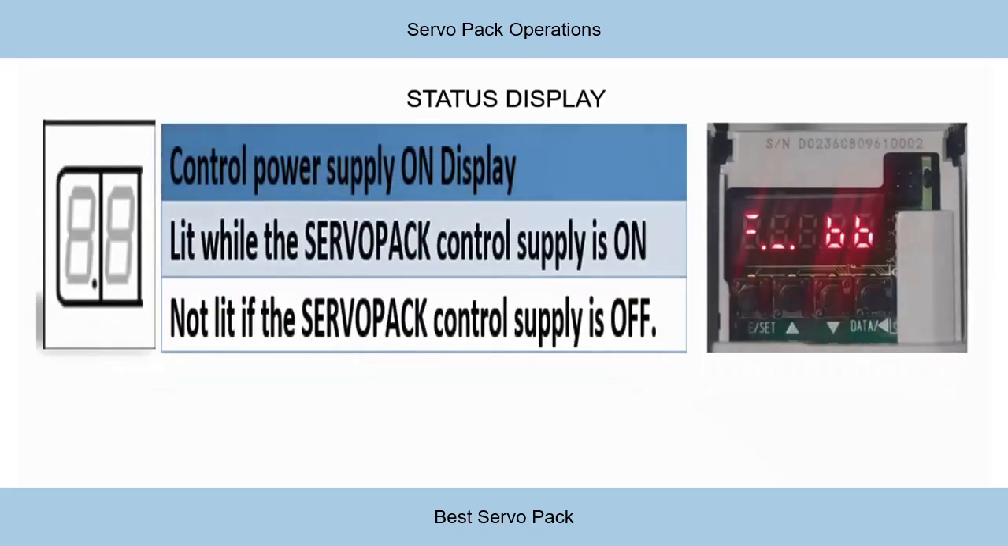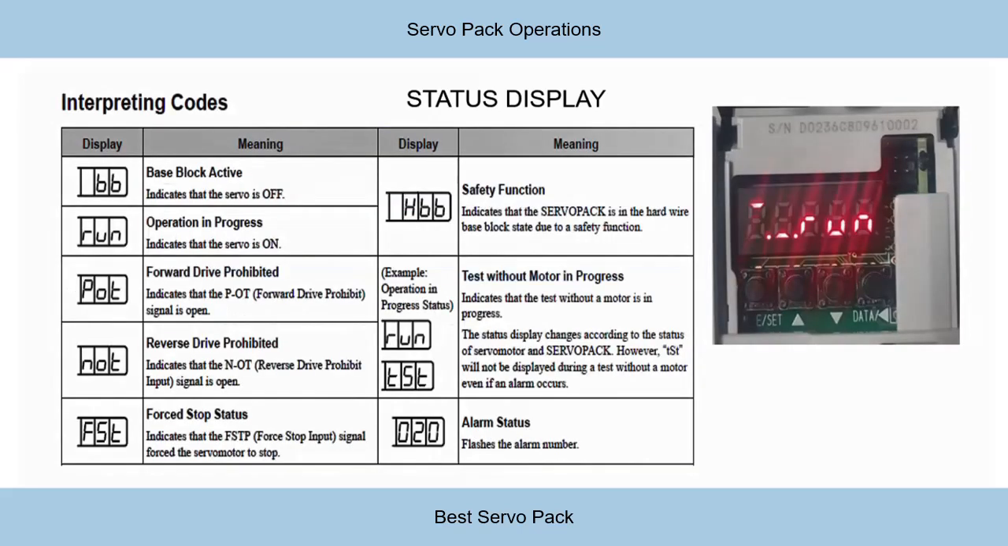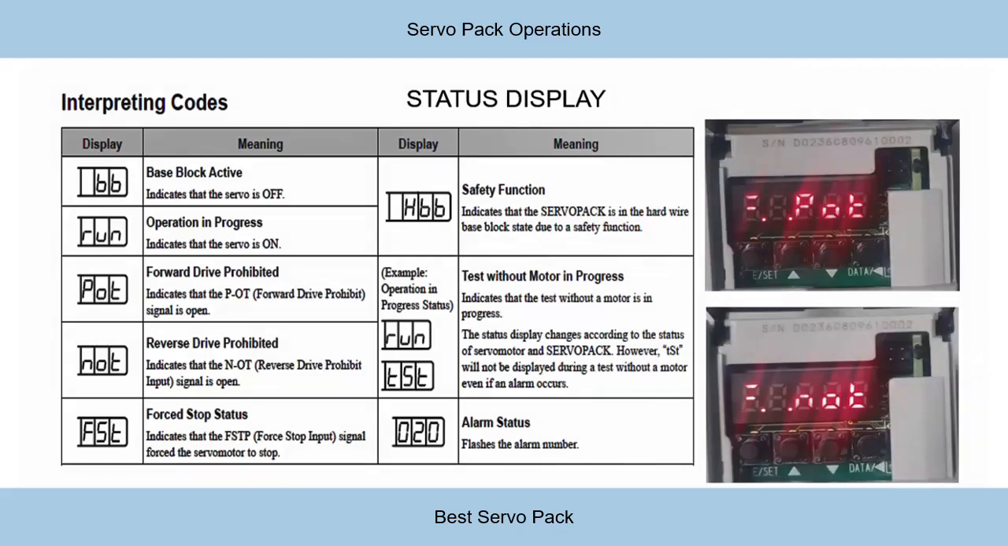When the control power to the servo pack is turned on, the decimal point of the leftmost LED will be lit. While the servo is off, the middle segment of the leftmost LED will be lit, and b-b will be displayed in the right 3 digits to indicate base block active. When the servo is on, the middle segment of the leftmost LED will not be lit, and run will be displayed in the right 3 digits. If overtravel or an alarm occurs, the alarm code will be displayed in the right 3 digits.